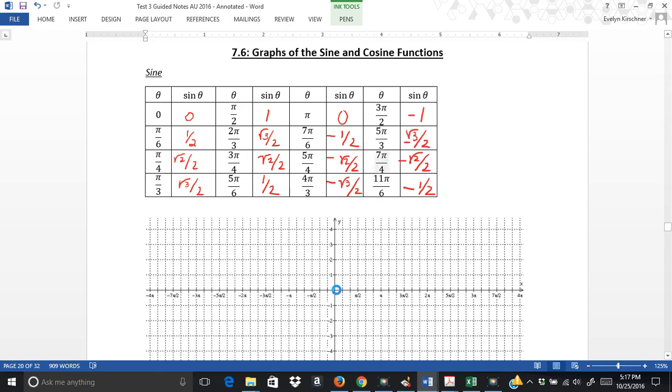I could graph them. I have 0. I have pi over 2, it's here. Look what happens, and I could have graphed these other points. I have pi over 4, it's about here. Pi over 3, it's at about 1/2, and it goes up here. But see, if I just graph those points, here, here, here, and here, and then again at 2 pi, where it is 0, we call these the key points.